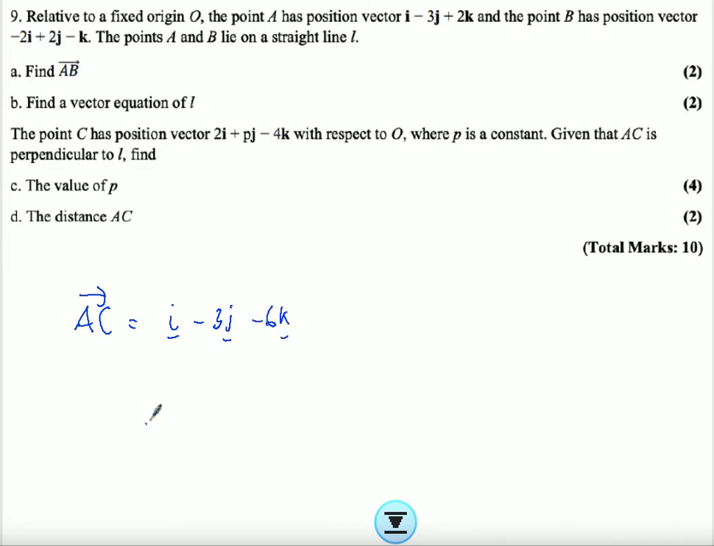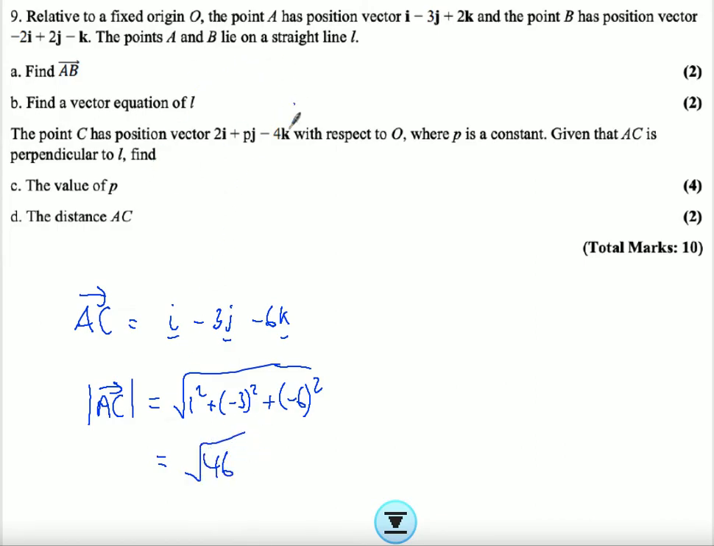Okay, so 3D Pythagoras, so we're going to get the modulus of AC is 1 squared add negative 3 squared add negative 6 squared, 1 plus 10 plus 36, root 46. I'll say this question is more aligned to other exam boards, but I thought it was useful to still go through this one.